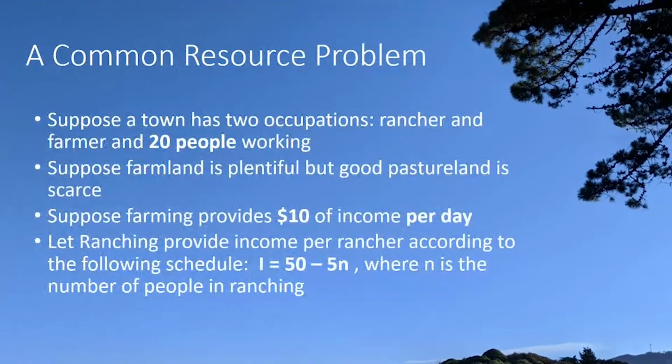Okay, so let's go forward. What we're going to do is create a common resource problem. Okay, so this is just a constructed example that's going to highlight the principles involved here. Suppose we have a town that has two occupations. The occupations are a rancher and a farmer. The rancher has got a herd of cattle, and they need to feed their cattle on some open pasture land nearby. Farming, on the other hand, there's open acres available near the community, and you can plop a house down on a piece of land and you can farm the land easily. Okay? Let's imagine that farmland is plentiful. There's lots of it, but good pasture land is scarce. It's harder to come by.